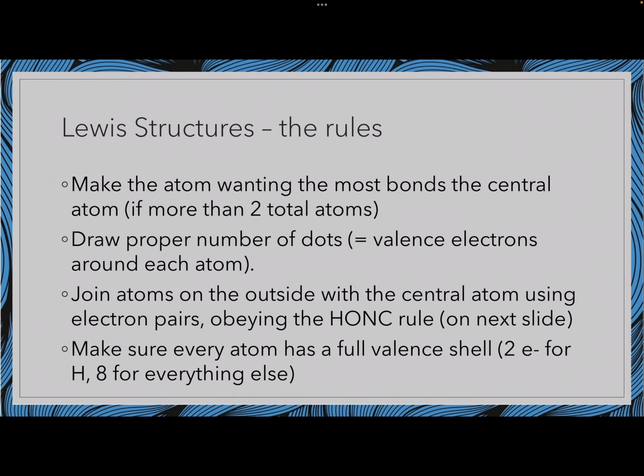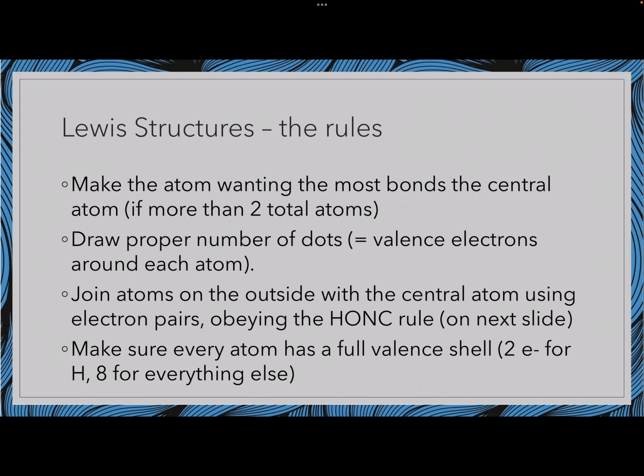Now, the rules. What are the rules with Lewis structures? So firstly, we make the atom wanting the most bonds the central atom if there's more than 2 atoms total. So something like NH3, N is going to be our central atom and everything's going to be bonded around it. We need to draw the proper number of dots around each atom. And we join atoms on the outside with the central atom using electron pairs, obeying the Honk rule, which I'll get to on the next slide.